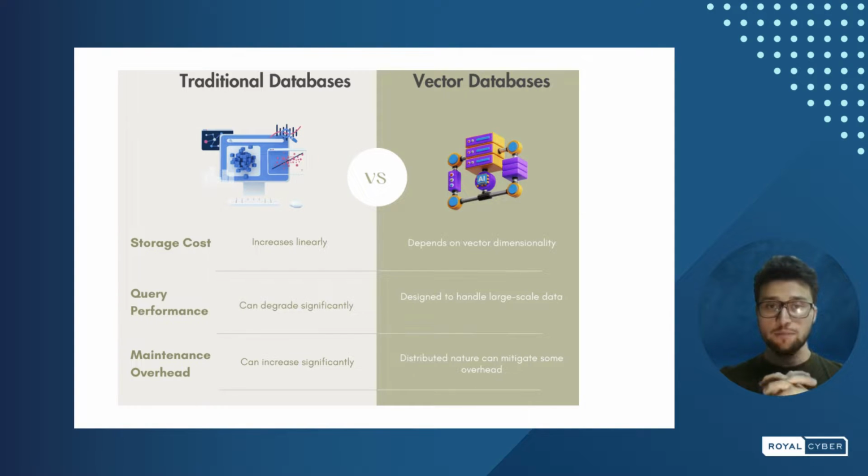The performance of a traditional database degrades as the size increases, but a vector database is designed to handle large-scale data. It can get costly to maintain a traditional database, but due to the distributed nature of vector databases, that overhead is mitigated.